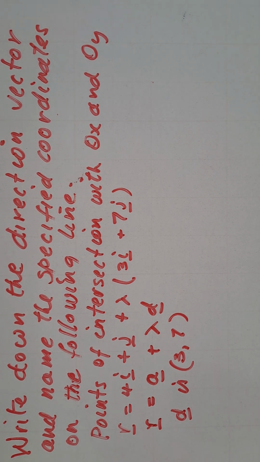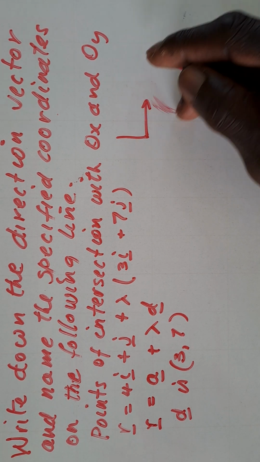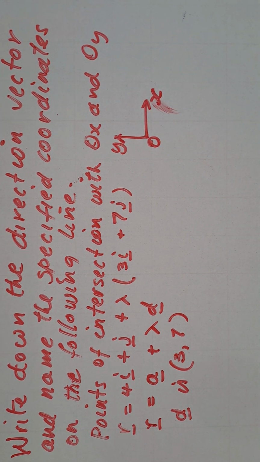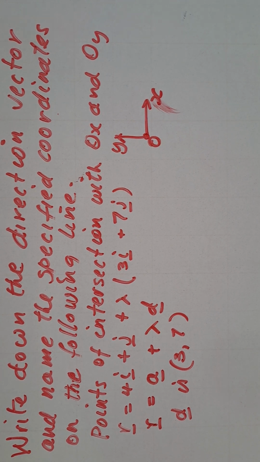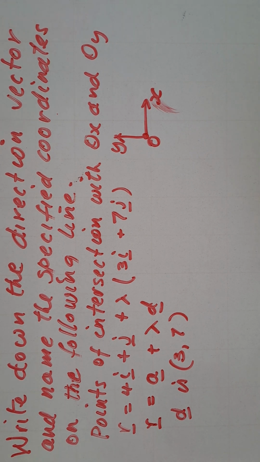Now we look at the point of intersection of OX and OY. We have Y, X, O here, and so this is the point of intersection here. We need to find two values of lambda in order to determine our points of intersection, or the specified coordinates on the line, which is OX intersecting with OY.